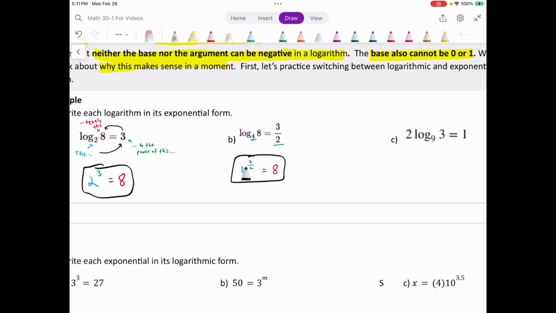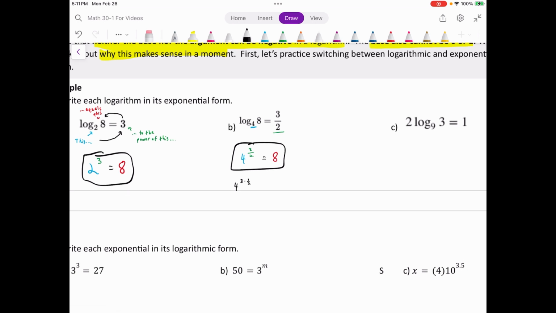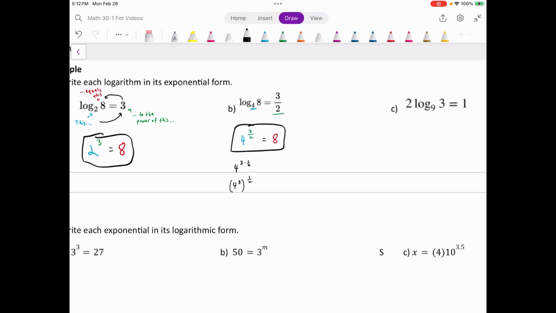Let me now just convince you that this really is true, right? This is the same as, for example, 4 cubed times 1/2, right? That's 4 to the power of 3 over 2. And so we could think of this as 4 cubed to the power of 1/2. And to the power of 1/2, that's just a square root. So this is just the square root of 4 cubed. And 4 cubed is 4 times 4 times 4, which is 64. And sure enough, the square root of 64 is 8. So it works. Okay.